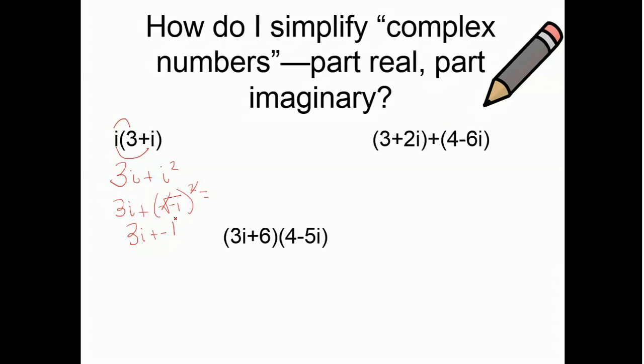Which, if I want to write the real part first, I'm going to write -1, right? So I'm going to get -1 plus 3i for my answer for this particular one. Whenever you see an i squared, you're always going to want to rewrite that.